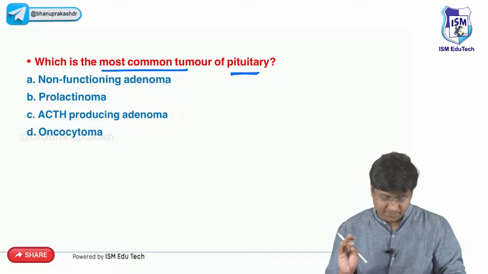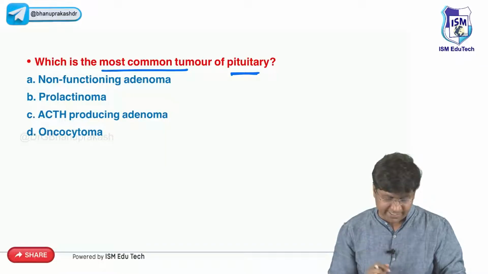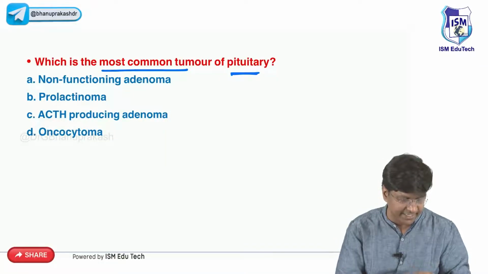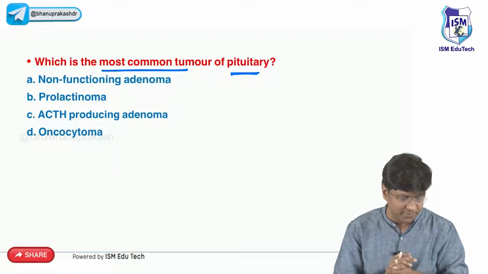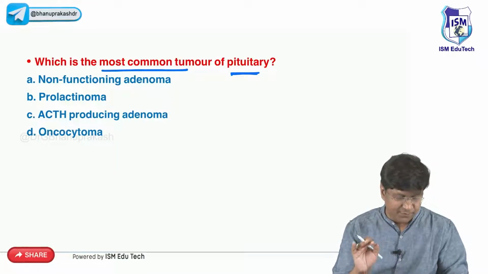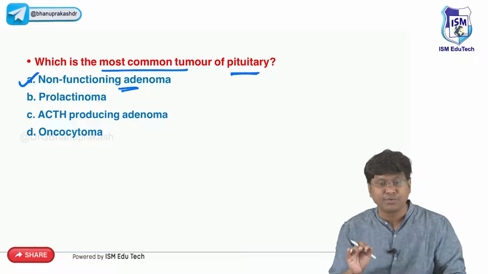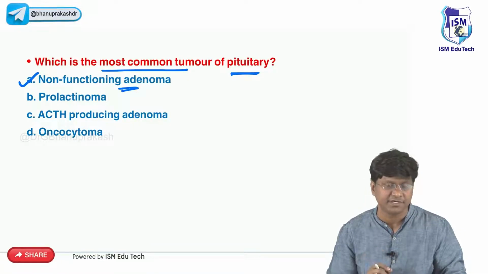The options are non-functioning adenoma, prolactinoma, ACTH producing adenoma, then oncocytoma. What do you think is the most common tumor of the pituitary? It is not prolactinoma. Remember, if you have an option like non-functioning adenoma, that is the most common tumor of the pituitary. Please remember, this is a very, very important point.